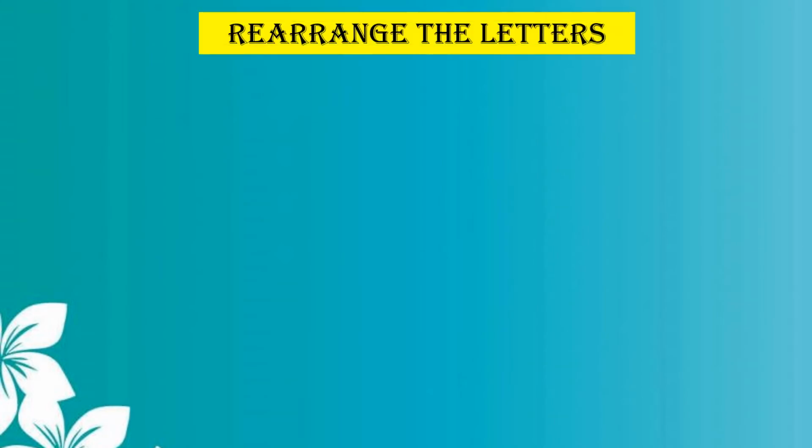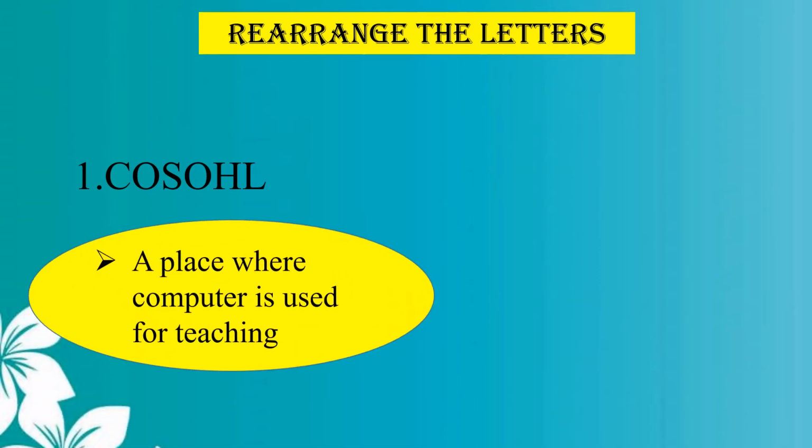Now we are going to see rearrange the letters. Here the letters are jumbled. So now we are going to rearrange the letters to form a meaningful word. Here I am giving one hint to find out the correct word. The hint is a place where computers are used for teaching.